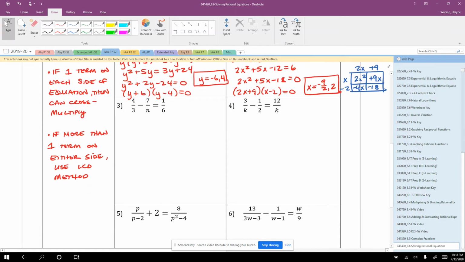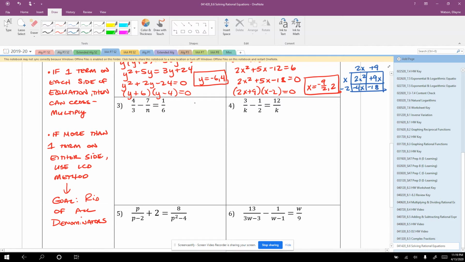Okay, and what we're going to do is we're going to find the least common denominator of all the terms. Okay, and when you're doing this, your goal is to get rid of, it says rid, in case you can't read that, rid of all denominators. Okay, so let's look at it for number 3.